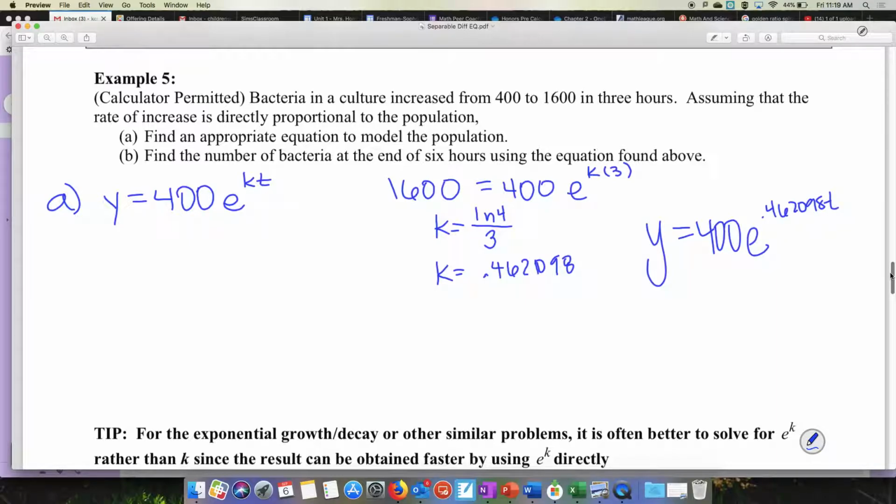How many do we get? Yes. 6,400 bacteria. That's exactly that. That was very interesting. Well, yeah, because it's the natural log of 4 over 3 times 6. So you have the natural log of 4. And then the e's cancel all out.